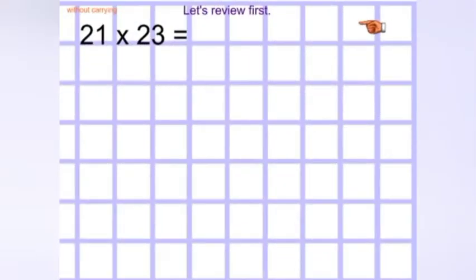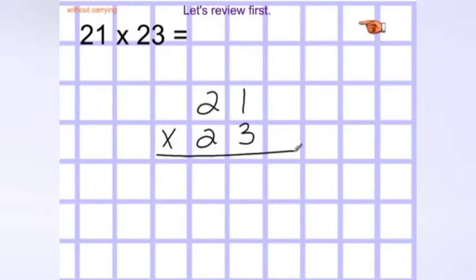21 times 23. We're going to rewrite that problem vertically, which is up and down. Make sure and line those numbers up. Okay, I would like you to do the first step, which is 3 times 21. Go ahead and pause the video and do that very first step.